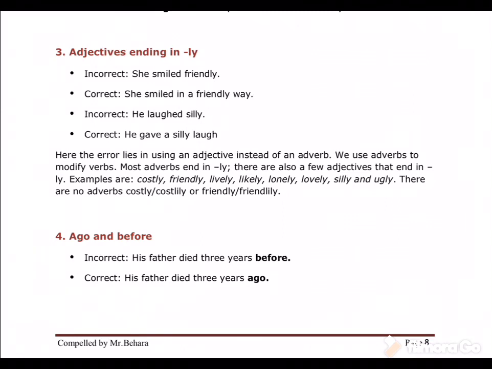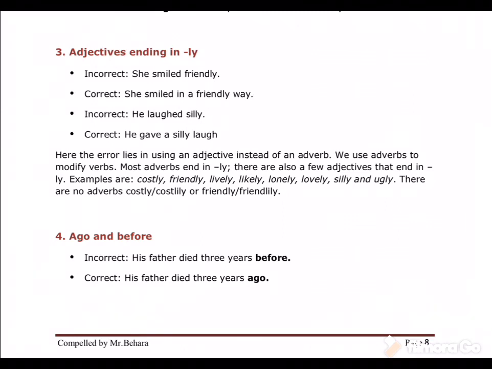Most adverbs, as I mentioned in the earlier part, end in ly. But there are also a few adjectives that end in ly, for example costly, friendly, lively, likely, lonely, lovely, silly, ugly. There are no adverbs like costly or friendly, so we have to use them as adjectives. That is why in the first sentence friendly is the wrong one. It is to be used like in a friendly way.